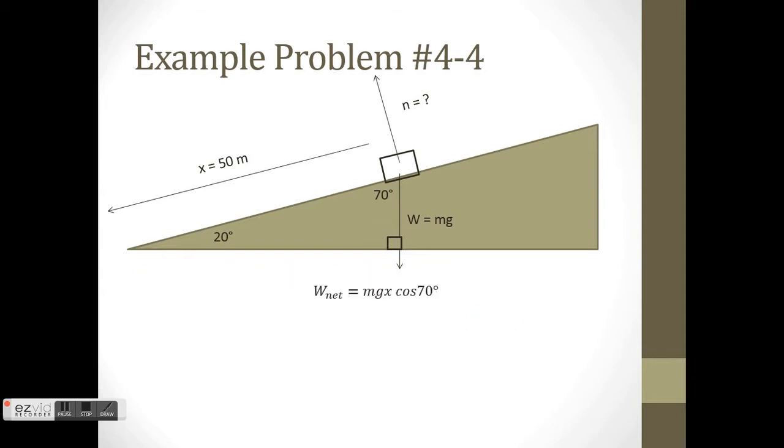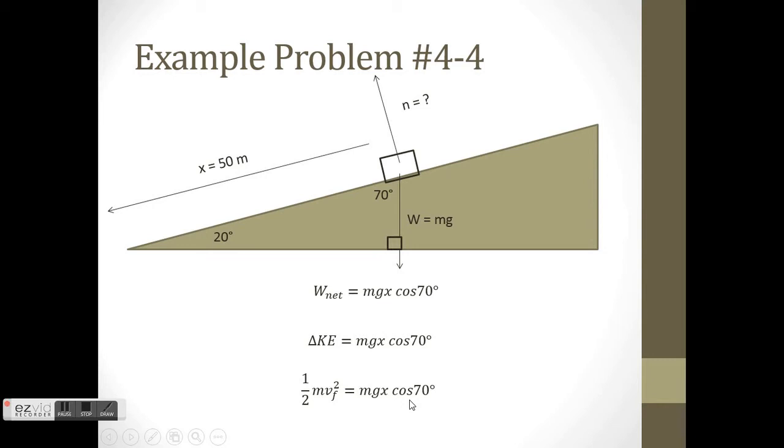So really the net work is just the weight times the displacement times the cosine of the angle between the direction down the ramp and the vertical, 70 degrees. So this means the change in kinetic energy is also mgx cosine of 70 degrees. That's where the work energy theorem comes in, that work is equal to change in kinetic energy. So 1/2 m v final squared is equal to m g times x times cosine of 70 degrees.